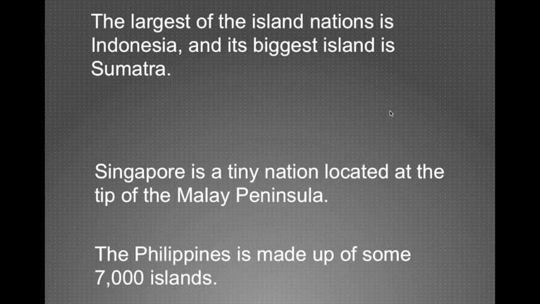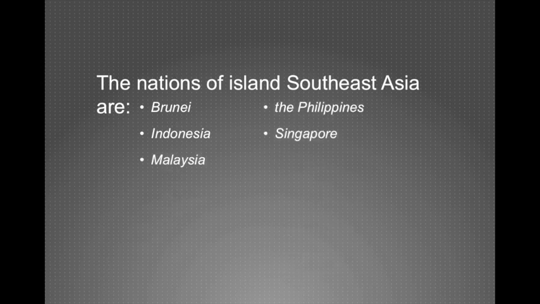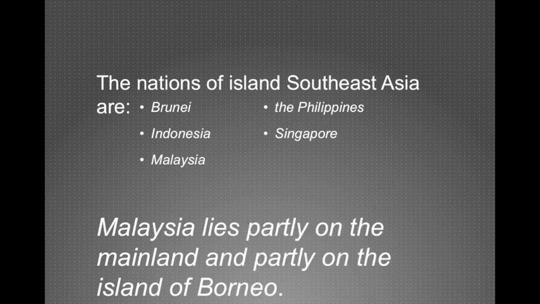Now, the largest of the island nations is Indonesia, and the biggest island in Indonesia is Sumatra. The smallest of the island nations is Singapore, and the Philippines is made up of 7,000 islands. So the nations of island Southeast Asia are Brunei, Indonesia, Malaysia, the Philippines, and Singapore. Malaysia lies partly on the mainland and partly on the island of Borneo.